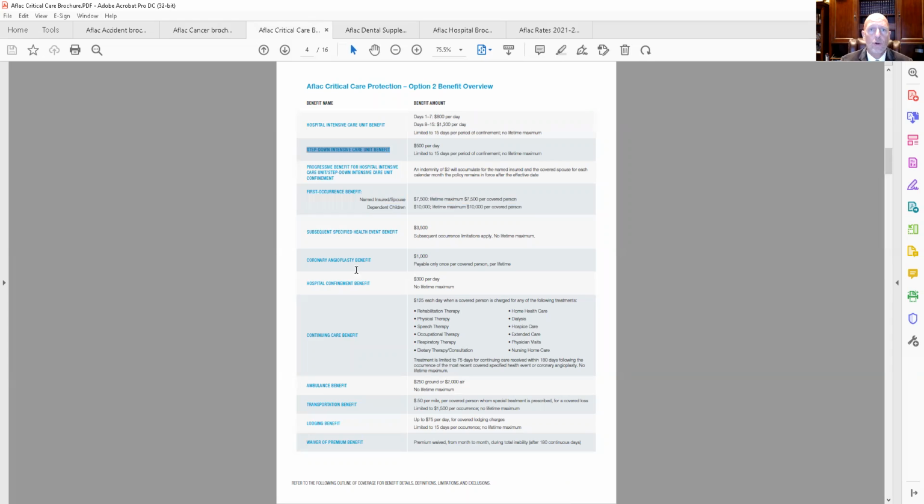The plan does cover coronary angioplasty. Hospital confinement, in addition to intensive care, pays $300 a day with no $1 million limit. There is no limit on the plan. Continuing care will pay $125 a day for a half of a year for things like home health care, hospice care, physician's visits, nursing home care, speech therapy, God forbid it was a stroke, OT therapy, physical therapy, dietary. So some more wonderful benefits that Aflac will pay you for. In addition, we do have transportation and lodging and ambulance benefits, and it does have a waiver of premium.